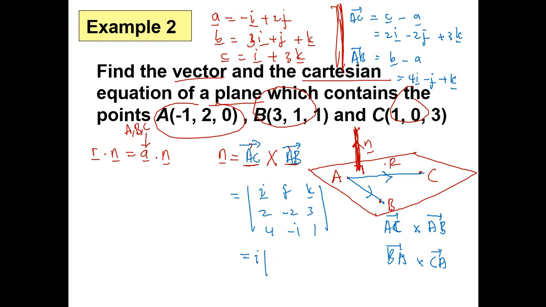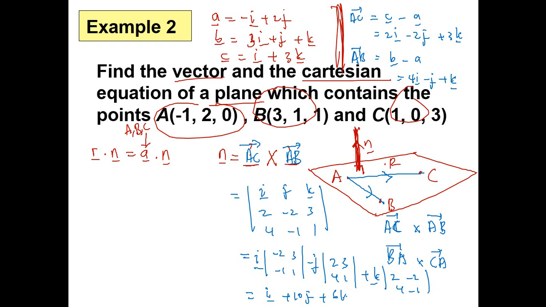I, negative 2, 3, negative 1, 1, minus J, 2, 3, 4, 1, plus K, 2, negative 2, 4, negative 1. Then find the answer. I give you the answer.